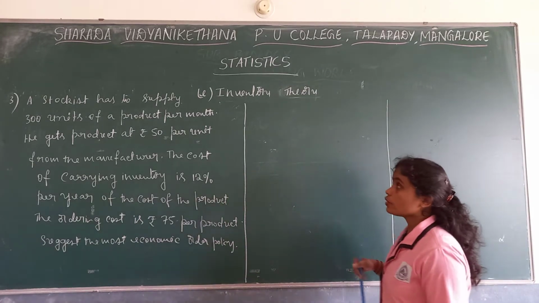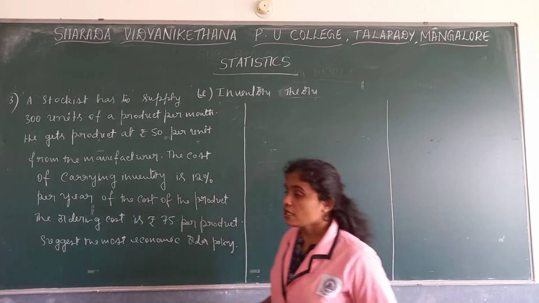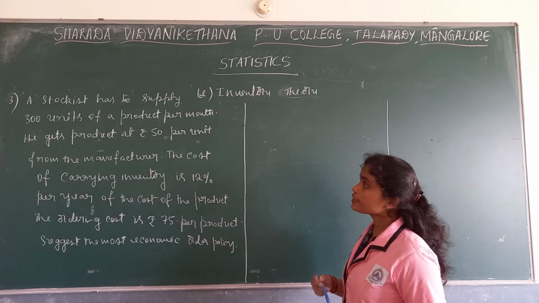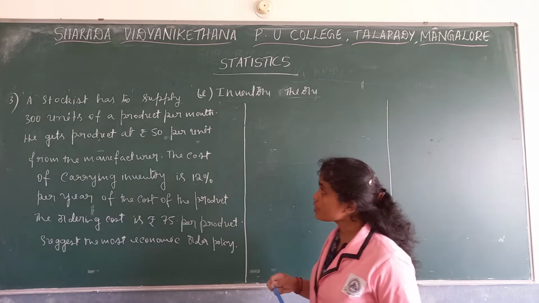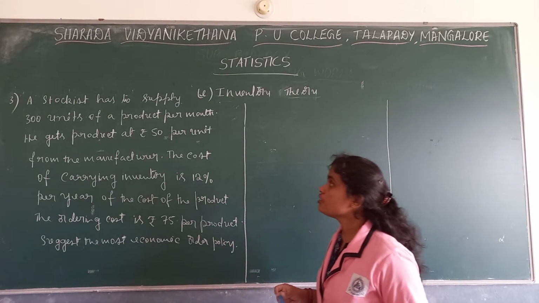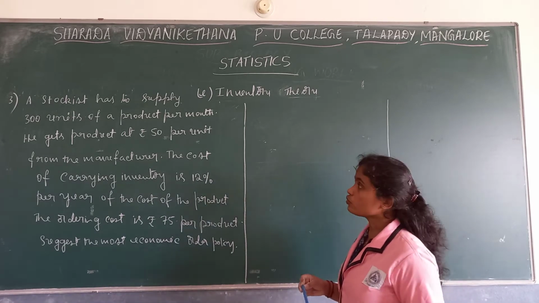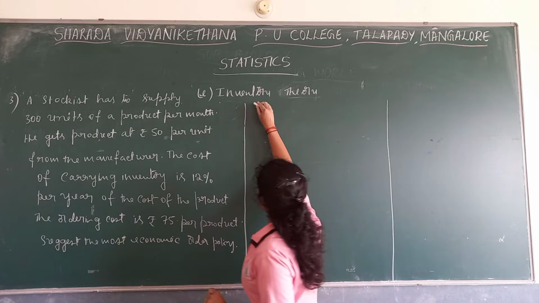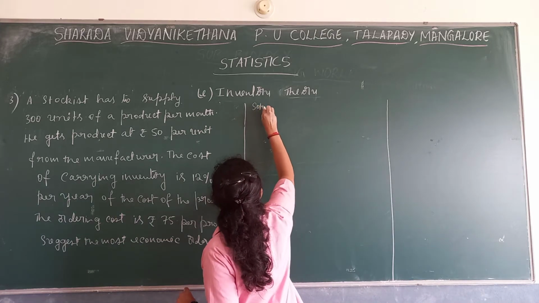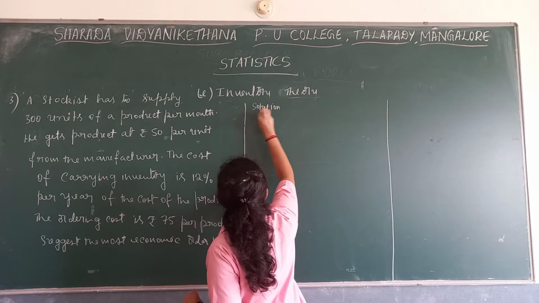Now we'll discuss some other problem. Now we are in the third problem. Read the problem here. A stockist has to supply 300 units of product per month. Now we'll see the solution.